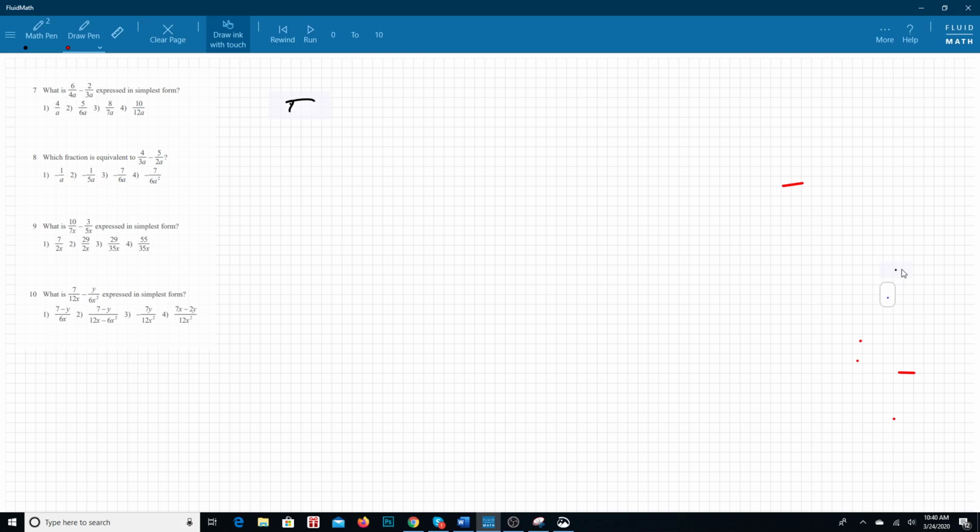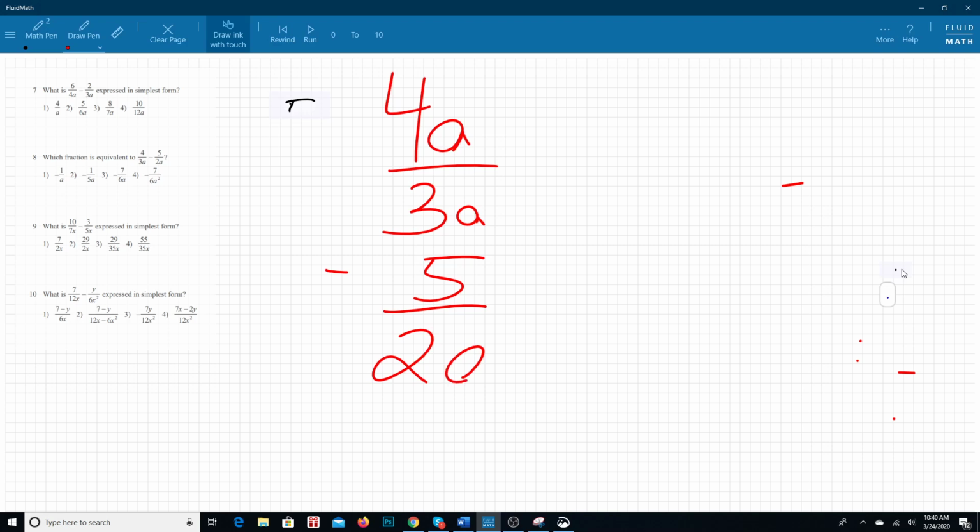All right. That question says 4a over 3a minus 5 over 2a. Again, the lowest common denominator is going to be the product of both 3 and 2, which is going to be 6a.